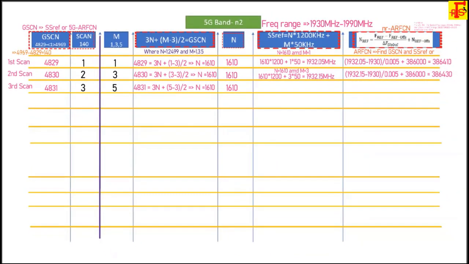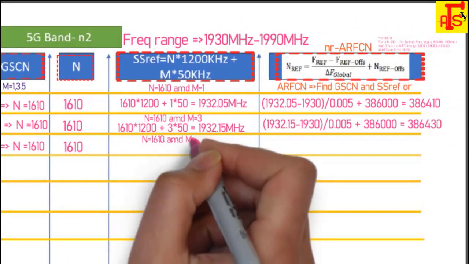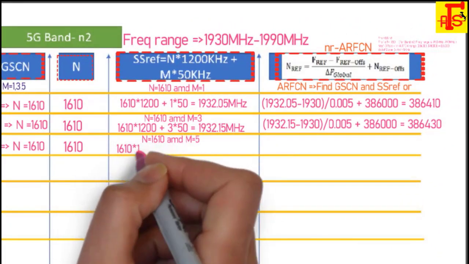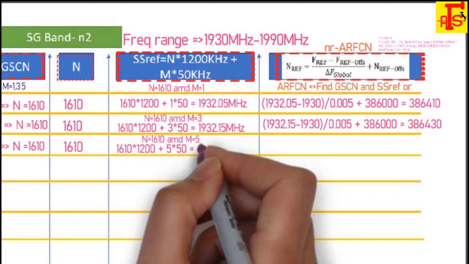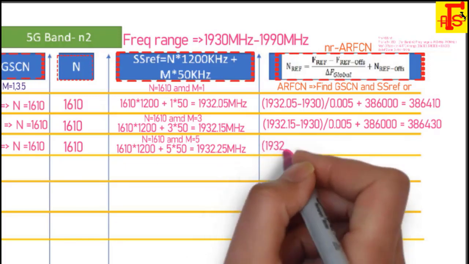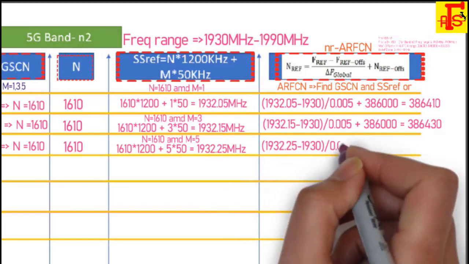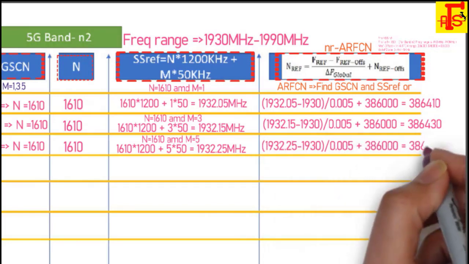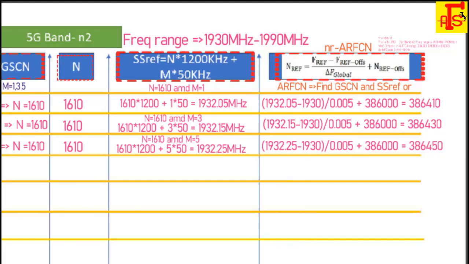So now n is equal to 1610, m is equal to 5, that SSREF equal to n into 1200 plus m into 50. So SSREF position third formula is 1932.25. This is the third frequency, third scan, that is 1932.25 SSREF is. Now we will calculate the ARFCN. So what will be the ARFCN for this frequency? FREF minus FREF offset, also same formula, we will put 1932.25 minus 1930 by 0.005 plus 386,000, so 386,450.